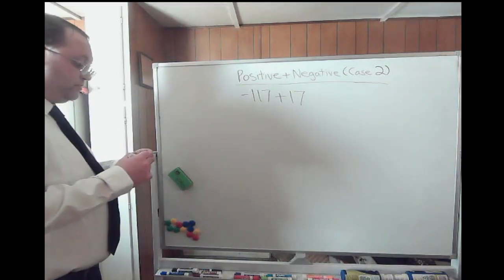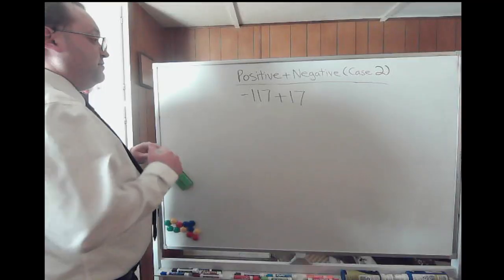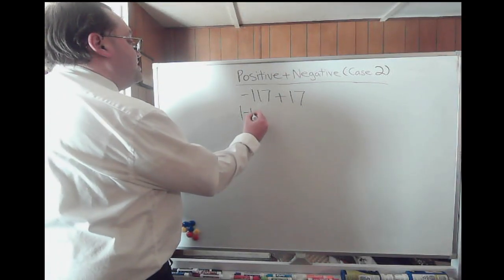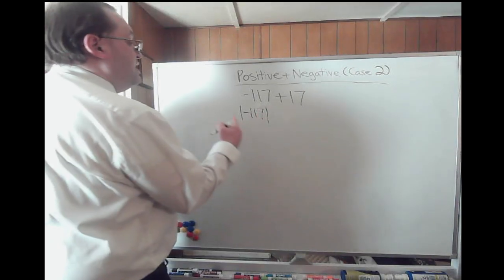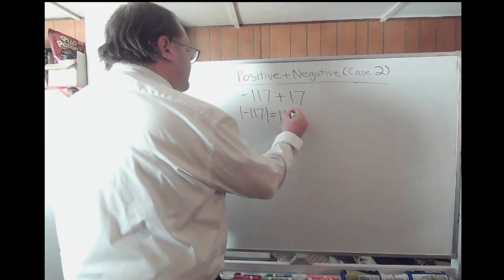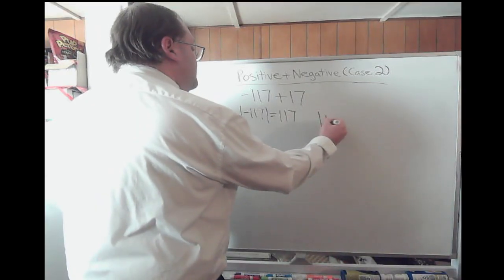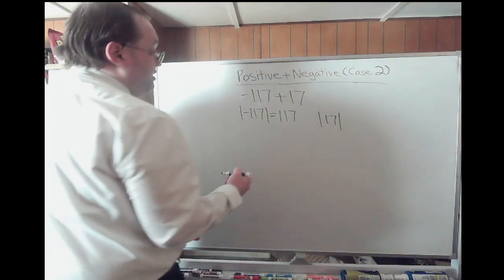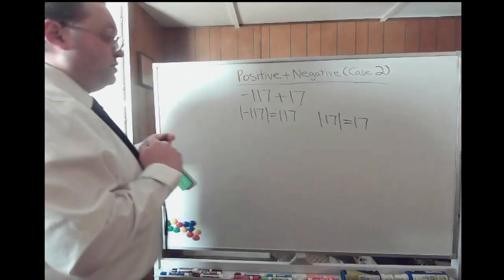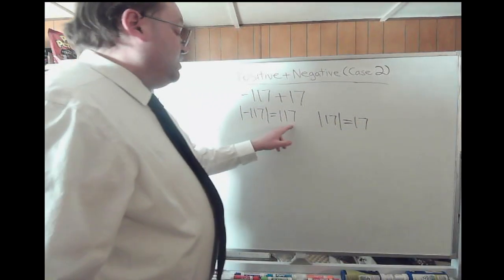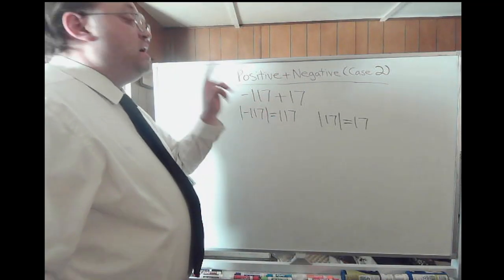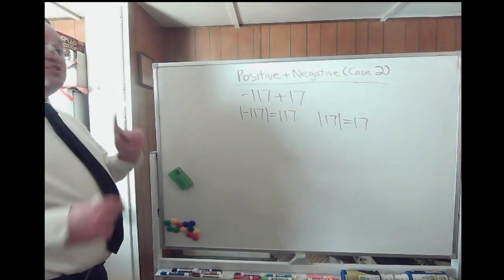Well, again, you want to take the absolute value of the two numbers to determine the nature of your solution. The absolute value of negative 117 is positive 117. The absolute value of 17 is, well, 17, right? So looking at the absolute value of the bigger number, if the bigger number in the equation is negative, that means your answer will also be negative.